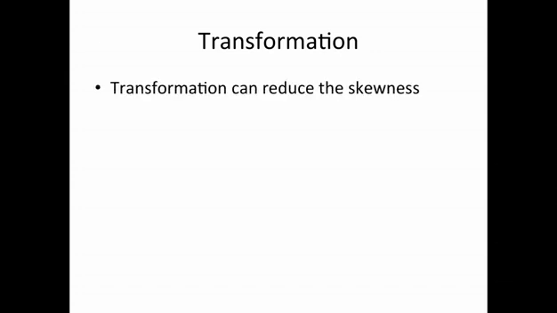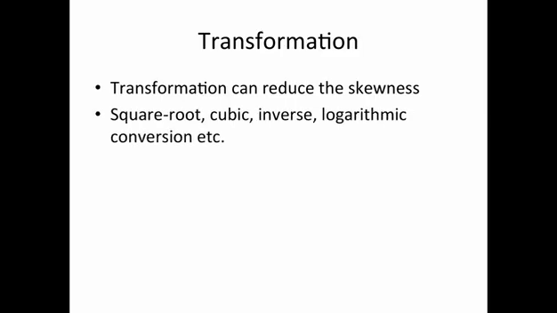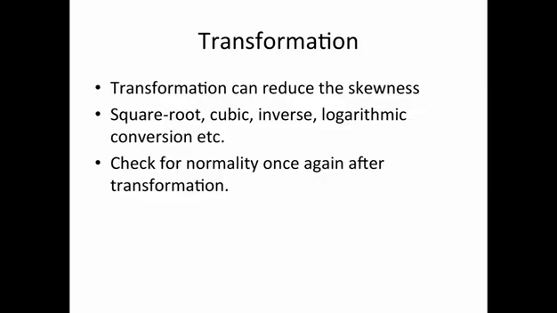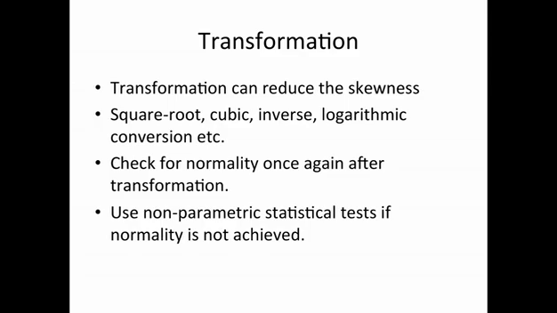Transformation refers to a set of mathematical operations using which you can reduce the skewness within a dataset. You can transform skewed data by taking the square root of all values, cubic roots of all values, inverse, logarithm of values, etc. There is no guarantee that these mathematical transformations will provide normal data upon transformation. We need to check for normality once again in the transformed data. If normality is still elusive, we should resort to non-parametric statistical tests when testing for significance of an effect.